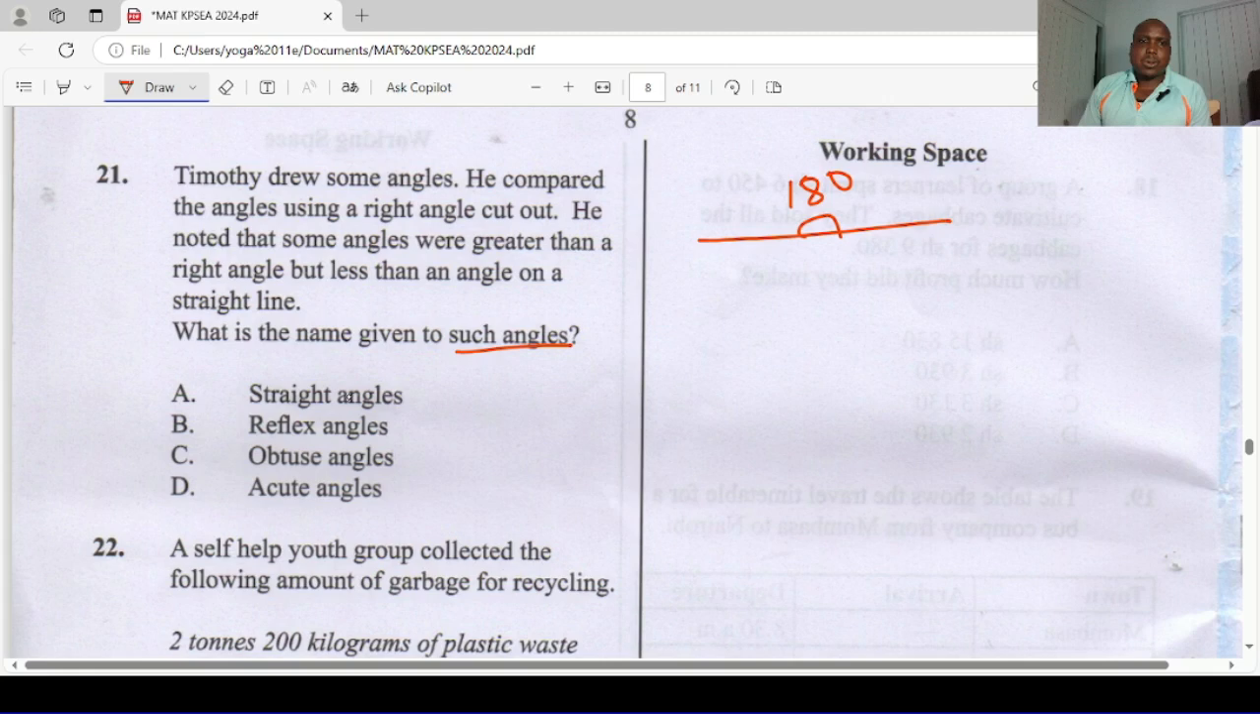That one is a straight angle, this is 180. Reflex angles are greater than 180. This one, obtuse, is greater than 90 but less than 180. So the answer is B. Acute angles are angles less than 90.